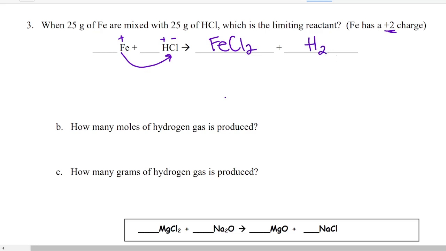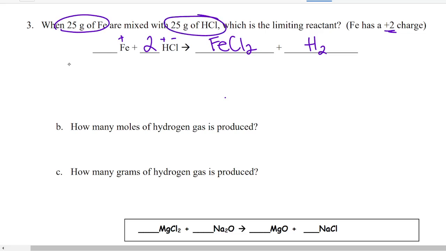But when hydrogen gets kicked out, it is diatomic. So then I need to balance my equation. I need a coefficient of 2 in front of HCl. And then 2 hydrogens, 2 chlorines. And then no coefficient in front of iron because I only have 1. Cool? Good with that. Okay, so then the question says, when 25 grams of iron are mixed with 25 grams of hydrochloric acid, which is the limiting reactant?